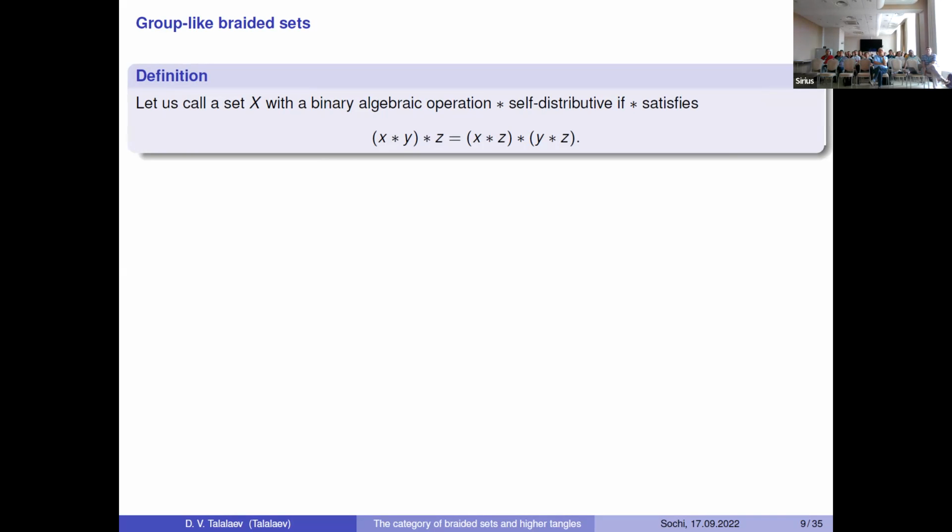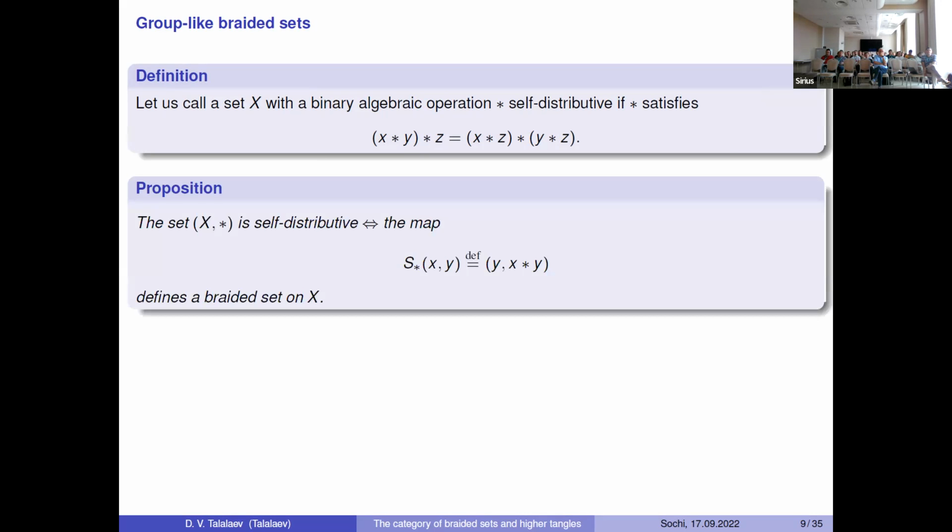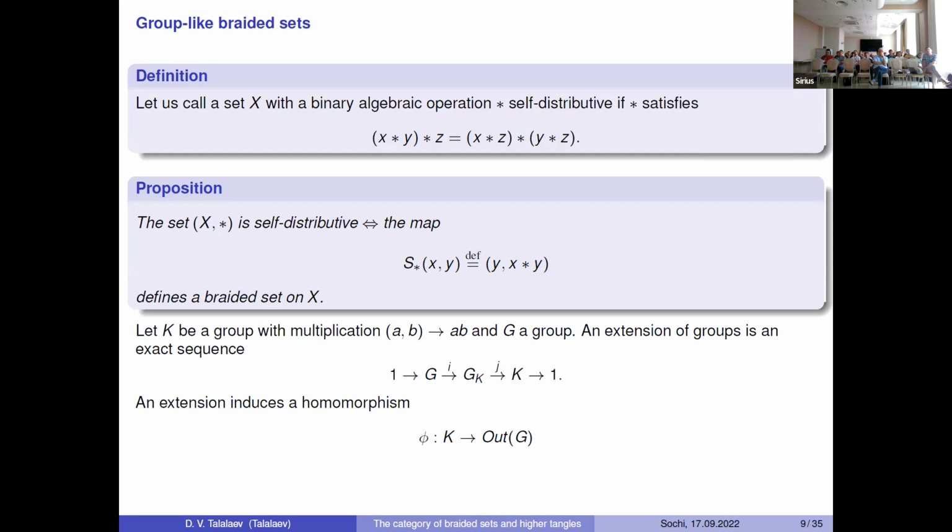Let me recall that a set with a binary operation star with this property is called a self-distributive set. And if X is a self-distributive set, then the map explained here is a map solving the braid relation. So the set X is a braided set in this case. Let K be a group with multiplication AB, and let us consider the extension of G. Normally, it is characterized by a homomorphism from the group K to the group of automorphisms of G, and moreover by classes of second homologies of the group K with coefficients in the center of the group G.